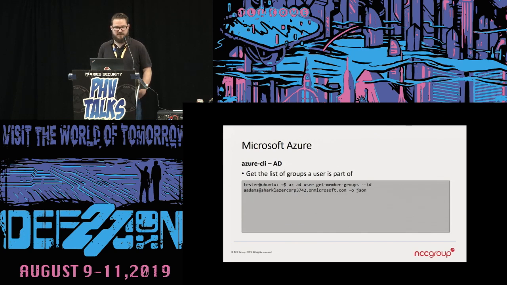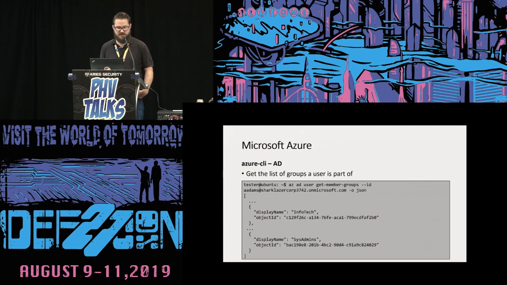Next thing we want to do is see what groups this user is associated with. So we'll run this command, again specifying the user ID, and we can see that Arthur is part of Infotech and sysadmins. Not surprising, Arthur is a technology worker. And we've got the object IDs also for those groups.